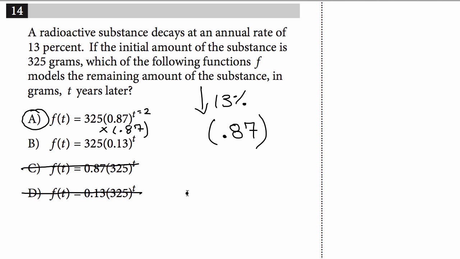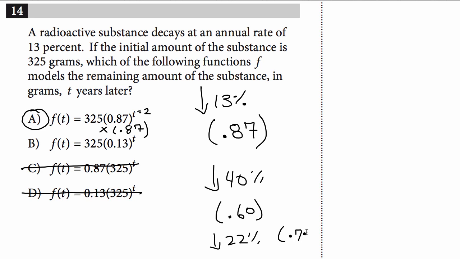If you lost 40%, hypothetically, if it was a loss of 40%, what do you think would be in the parentheses? It'd be 0.60. If you lost 22%, what do you think would be in the parentheses? Well, 100% minus 22% is 0.78. So that's how you're going to think about those problems.